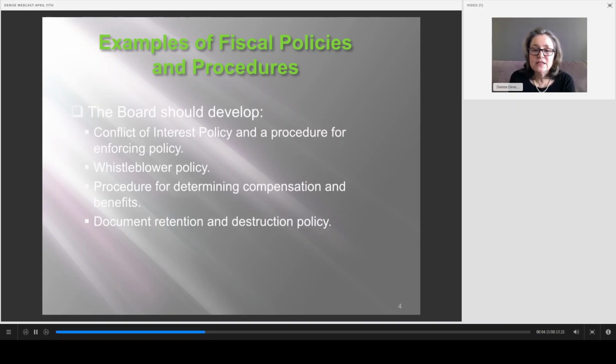Another policy is a document retention and destruction policy. Please ensure that you have compliance with your donor grant agreements, state and federal agencies, and also include how and when to destroy documents. Another good practice is to have a policy on how compensation and benefits will be decided. Next slide.